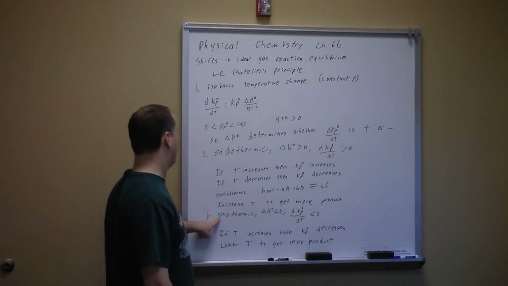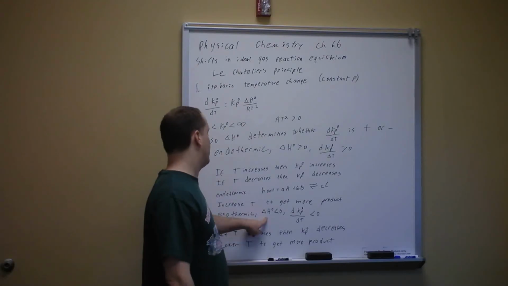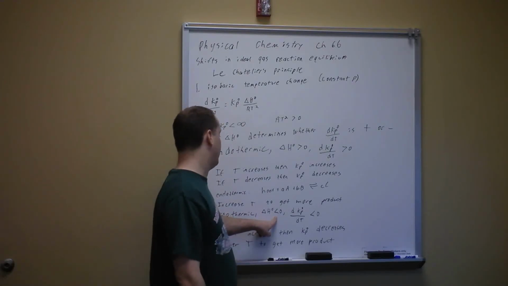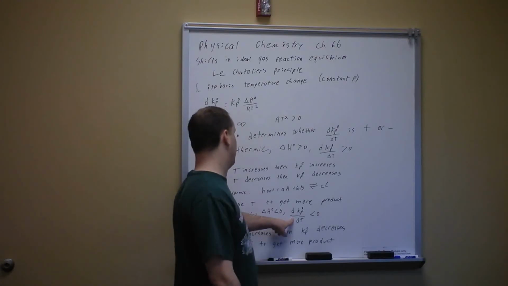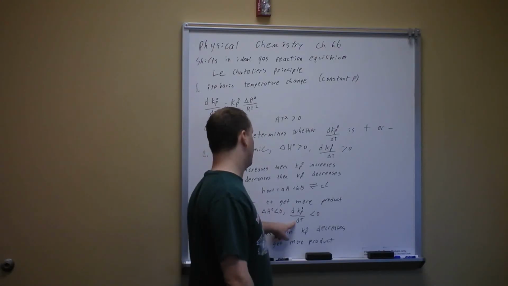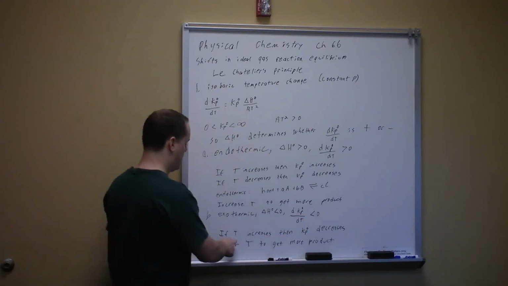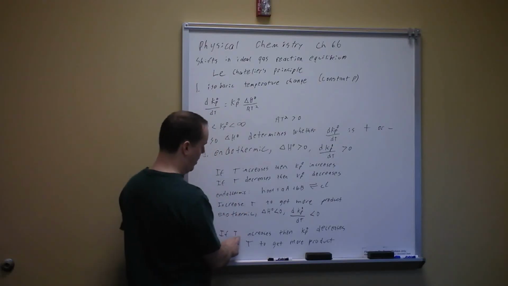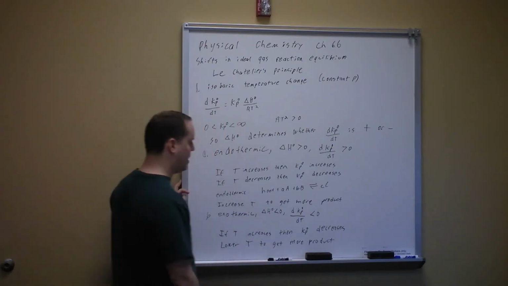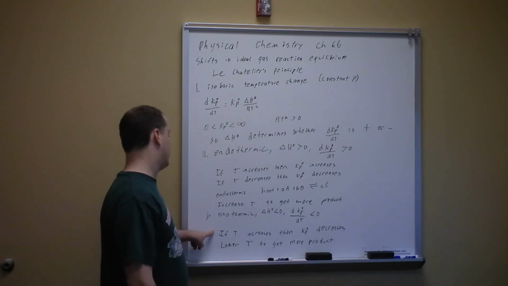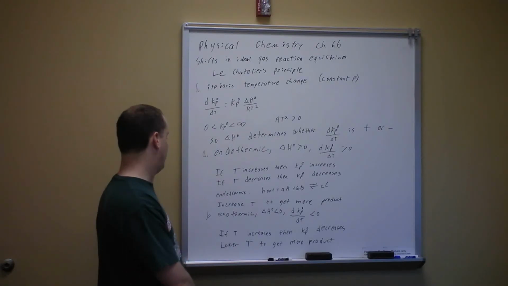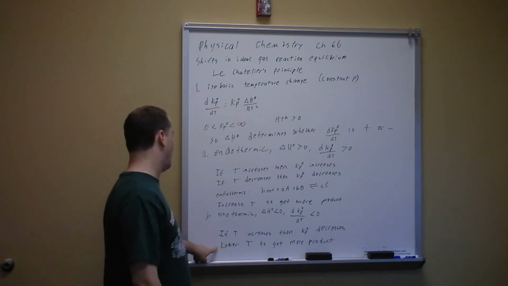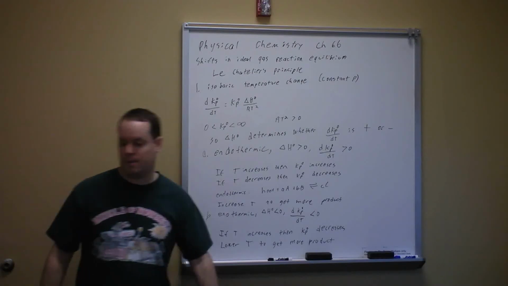Now on the other hand, let's say we have an exothermic reaction. Then delta H naught is less than 0. So the derivative of Kp naught with respect to temperature is less than 0, which is the opposite of what we had before. If temperature increases, then Kp naught will decrease, or if temperature decreases, then Kp naught will increase. We'll have to lower the temperature to get more product.